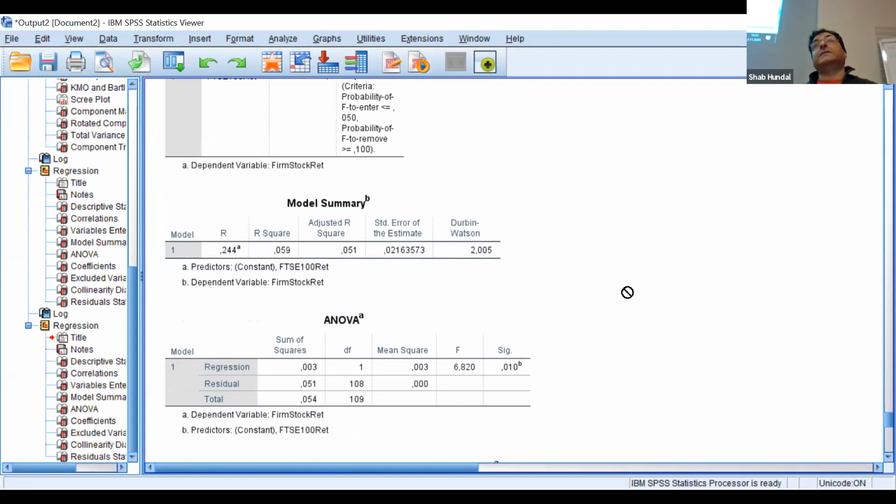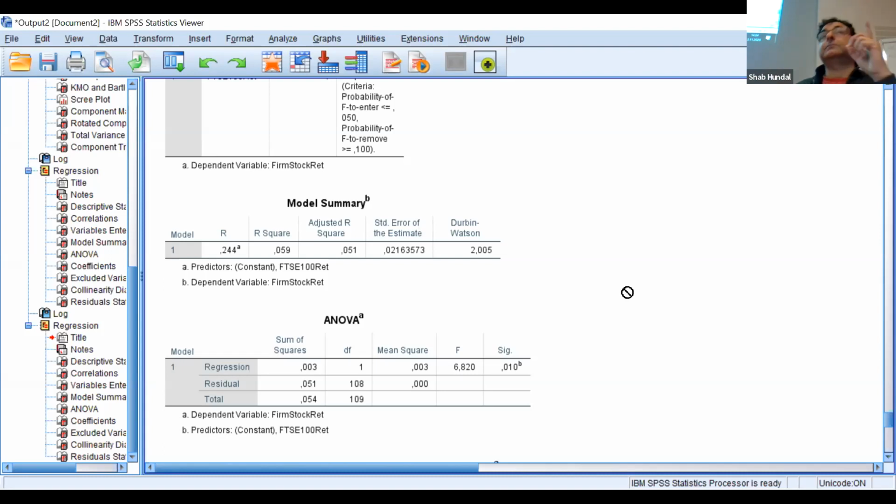Your Durbin-Watson test should be neither more than 2.25 nor less than 1.75. Do you get my point? 2 is in the middle. On the one side of 2, we have 1.75. And on the other side of 2, we have 2.25. So 25% around 2. Your Durbin-Watson test should be between 1.75 and 2.25.